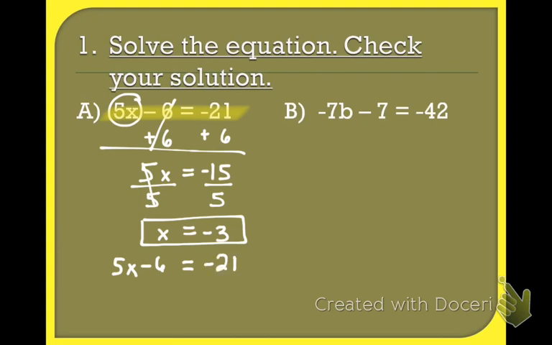Now all I'm going to do is, instead of that 5, I'm going to erase that x, and put negative 3 instead. So now I know 5 times negative 3 is negative 15, and then, sorry, I'm going to be subtracting 6 equals negative 21. Now I'm working the left side. Negative 15 minus 6 equals negative 21. And then I do see that checks out because that equals negative 21.